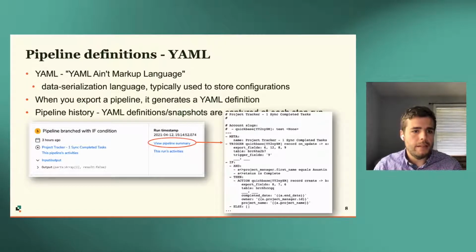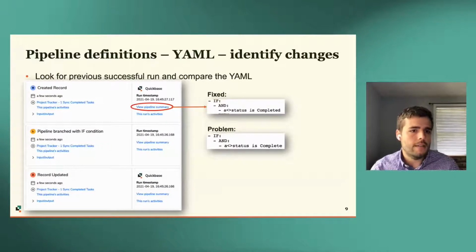In this pipeline activity, you can also view the pipeline summary. This is essentially the same thing, but what's important to note is that this is the captured YAML definition at that point in time. You can click this and historically view what the pipeline looked like when that step was executed. You can use these to compare and see what went wrong if somebody changed something and now your pipeline isn't working. You can also take this and import it as a new pipeline if you wanted to.